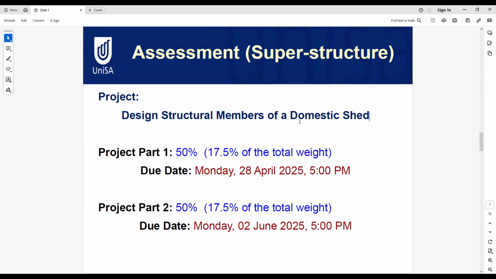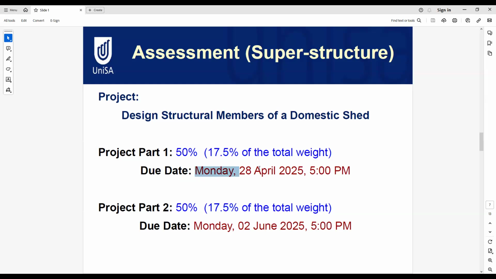We will be going through the members of a domestic shed, mainly beams and columns. As you know, for a domestic shed, we have roof sheeting, purlins, beams, columns, footing, and so on. We will only be focusing on the beam and column design. We have 2 parts of this project, so 2 submissions. Each submission is 50% of the project. In total, it is 17.5% of the total weight of the course.